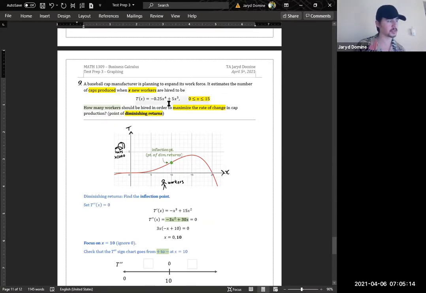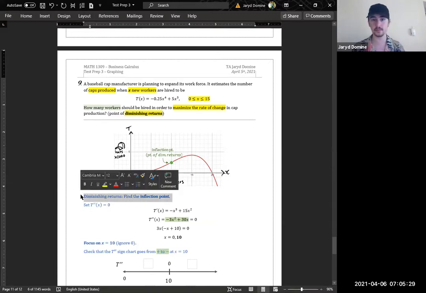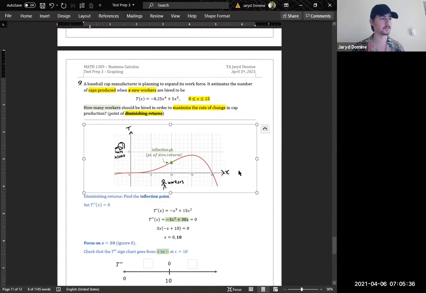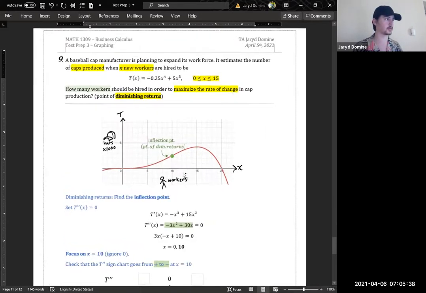Okay, so there are a lot of words here. But what the question is asking for is how many workers we need to reach the point of diminishing returns. All you need to know is that the point of diminishing returns is the inflection point. That's the point at which your rate starts decreasing.